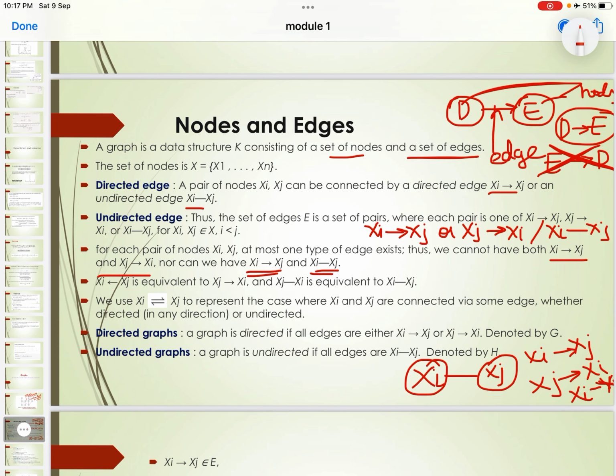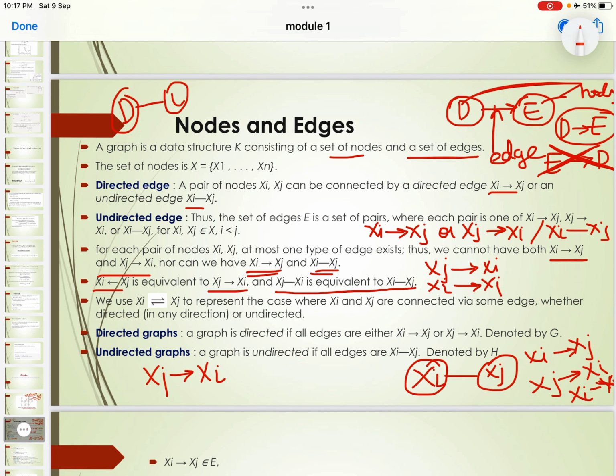Xi undirected to Xj is equivalent to Xj undirected to Xi. What does this mean? It means that you can go from Xj to Xi and also from Xi to Xj, so it is undirected. So for undirected, if D and E are connected with the help of an undirected edge, we can say that from D to E you can move, and from E to D also you can move. But if they are connected with a directed edge, you can only move from D to E.